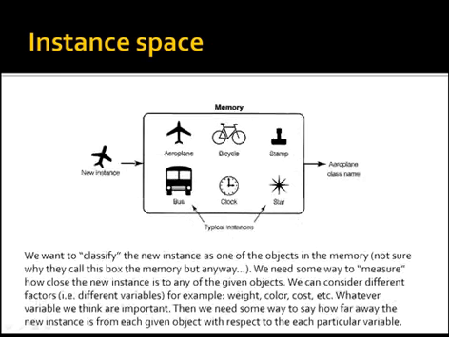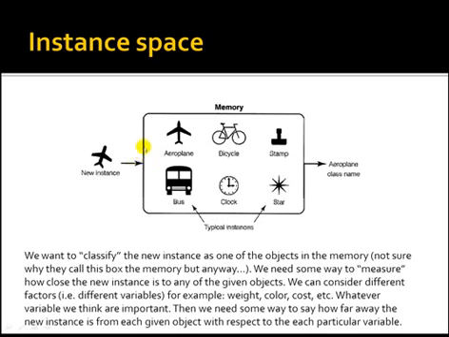Here we have a new instance which is like this thing over here, and these are our kind of samples, and so we're trying to say what is this, and we say what is it closest to in our set of samples, and then we classify it. So we might classify it as an airplane. Okay, so we want to classify the new instance as one of the objects in the memory. I'm not sure why they call this box the memory, but anyway, we need some way to measure how close the new instance is to any of the given objects.